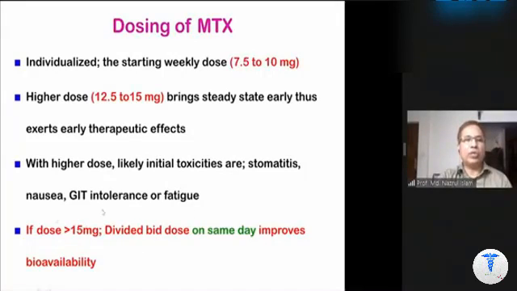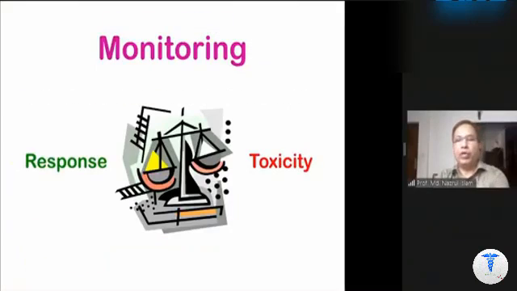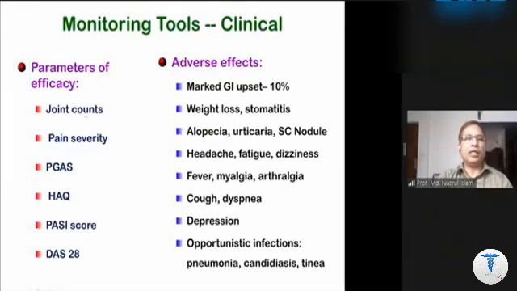And one thing we need to keep in mind: in oral methotrexate, if the dose is more than 15 milligram, it is good to divide it into 12-hour doses on the same day for better bioavailability. And we need to monitor the cases. Monitoring means two parts: one is the response, another is the toxicity. For efficacy parameters we can use joint count, pain severity, HAQ, then DAS28. And adverse effects, starting from GI, hair loss, urticaria, headache, cough, dyspnea, depression, and opportunistic infections, we need to take care of.